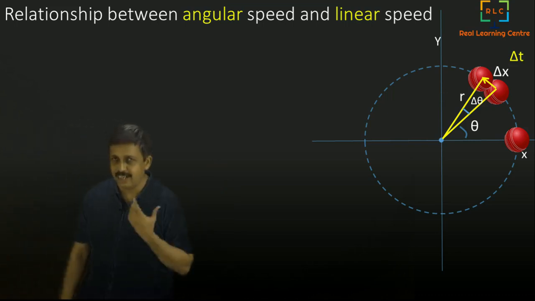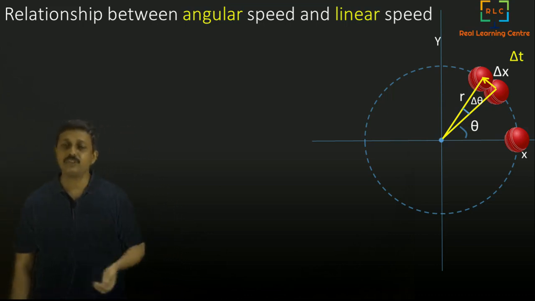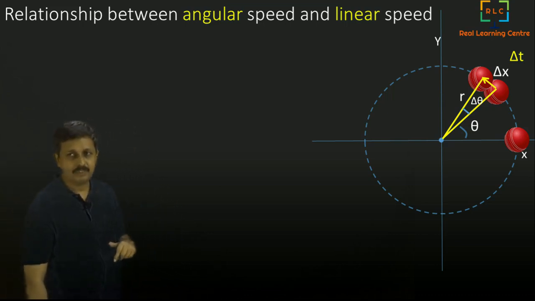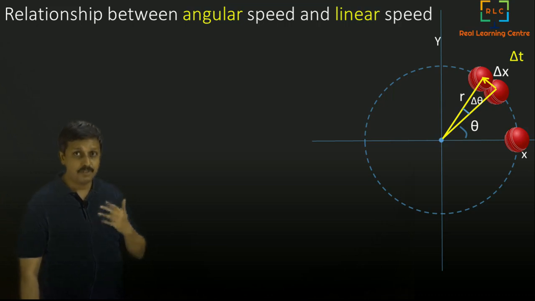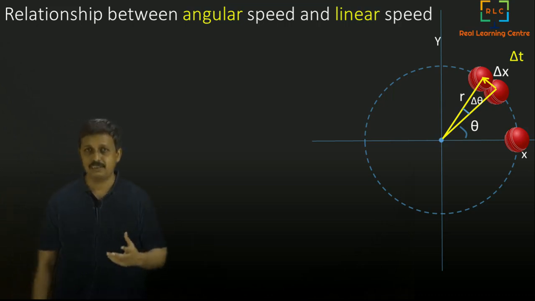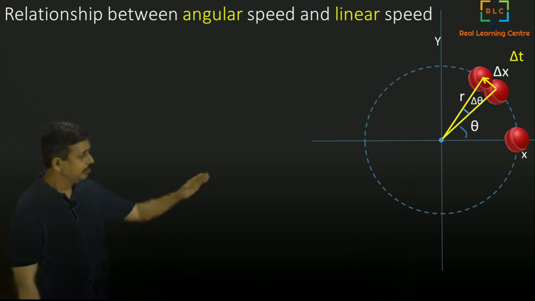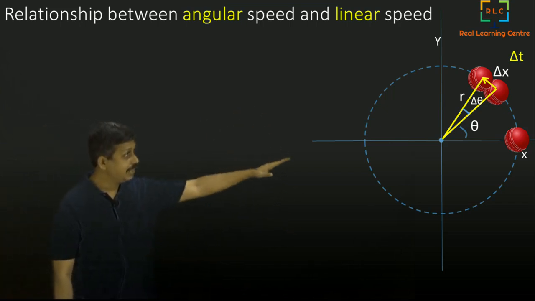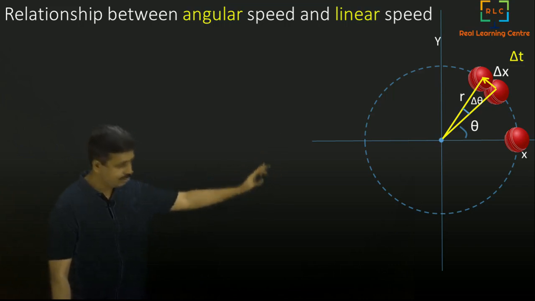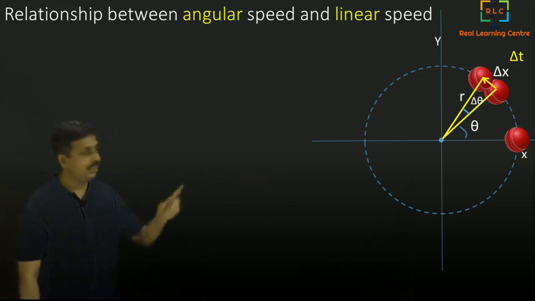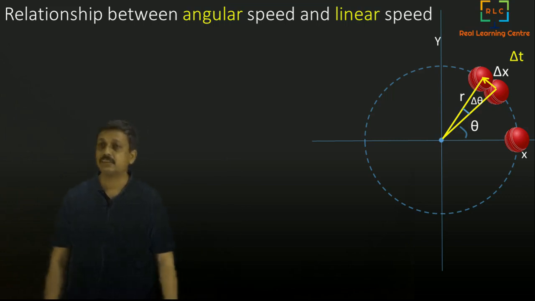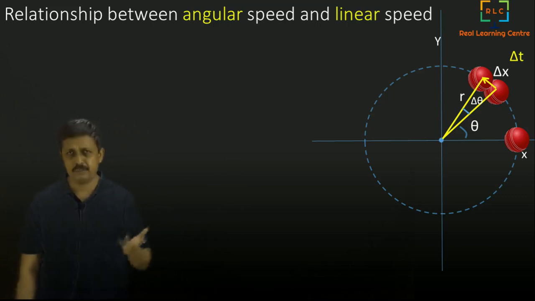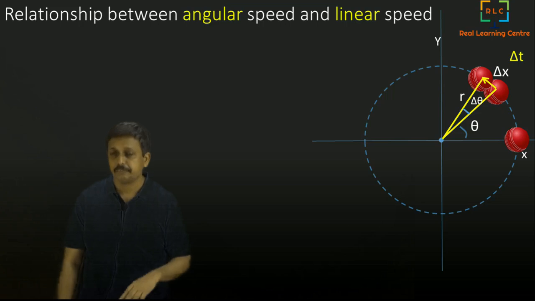I am using all variables and not constants. We need to get used to that in physics. I will not be using numbers as examples all the time. I will be using variables. So delta x and delta t are there. In delta t time, it has moved delta x, the angle it has covered is delta theta, and the length of the radius is r, 5 centimeters, 10 centimeters, basically r.